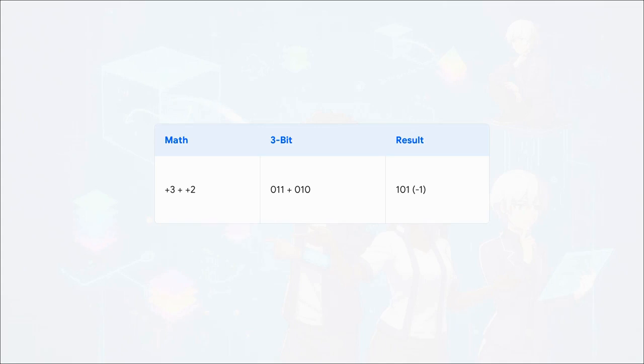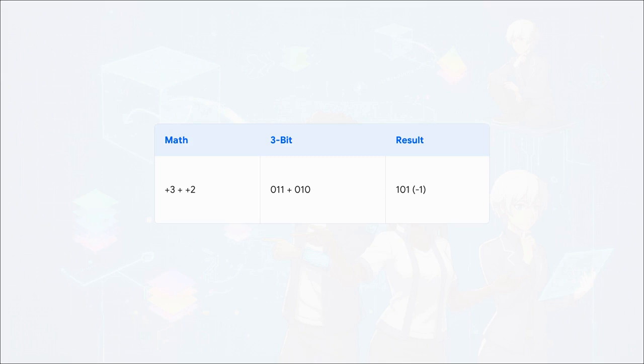Let's look at exactly how this breakdown happens in a standard 3-bit signed binary system. Remember, that far left bit dictates the sign, right? 0 is positive, 1 is negative. So positive 3 is 0, 1, 1, and positive 2 is 0, 1, 0. You add them up and the raw binary math gives you 101. But wait a second, look at that far left bit. It's a 1. In this system, 101 represents negative 1.